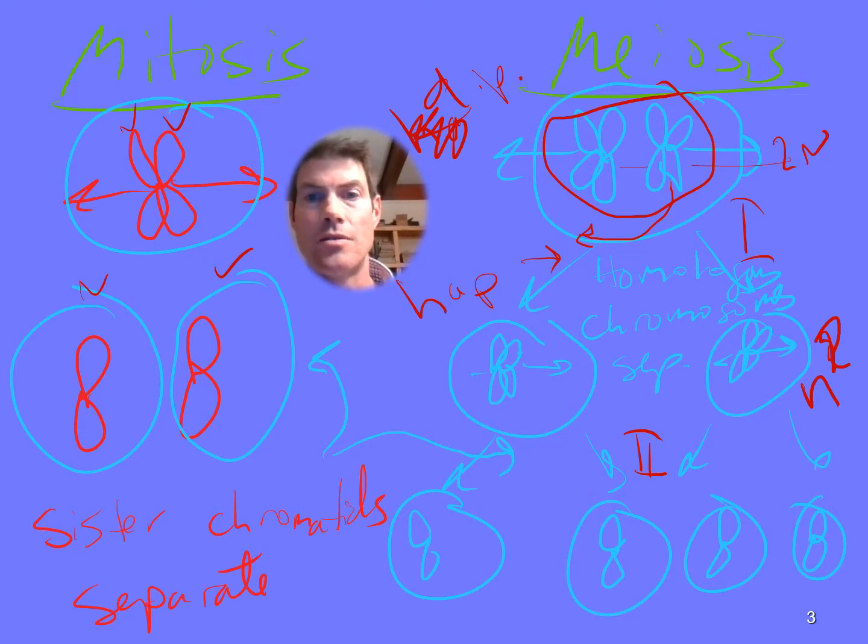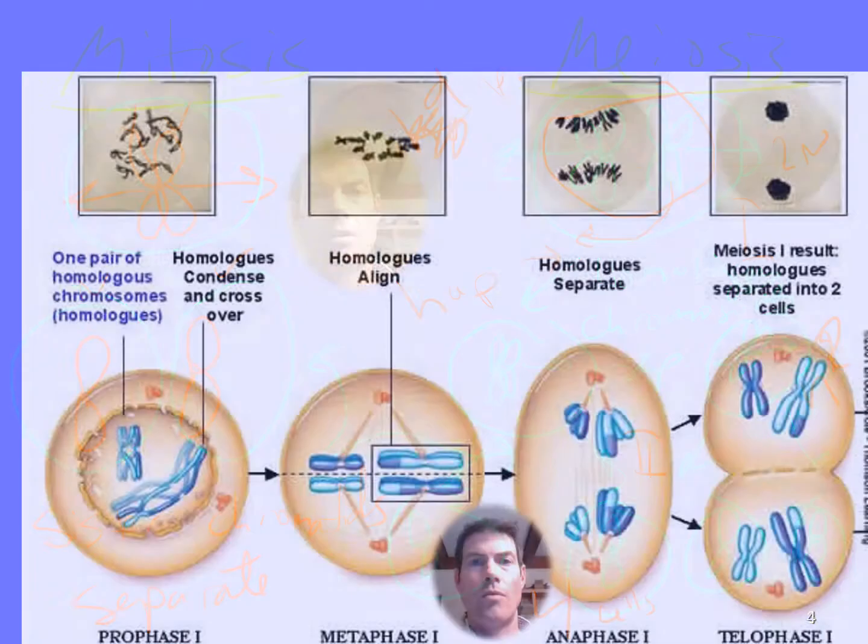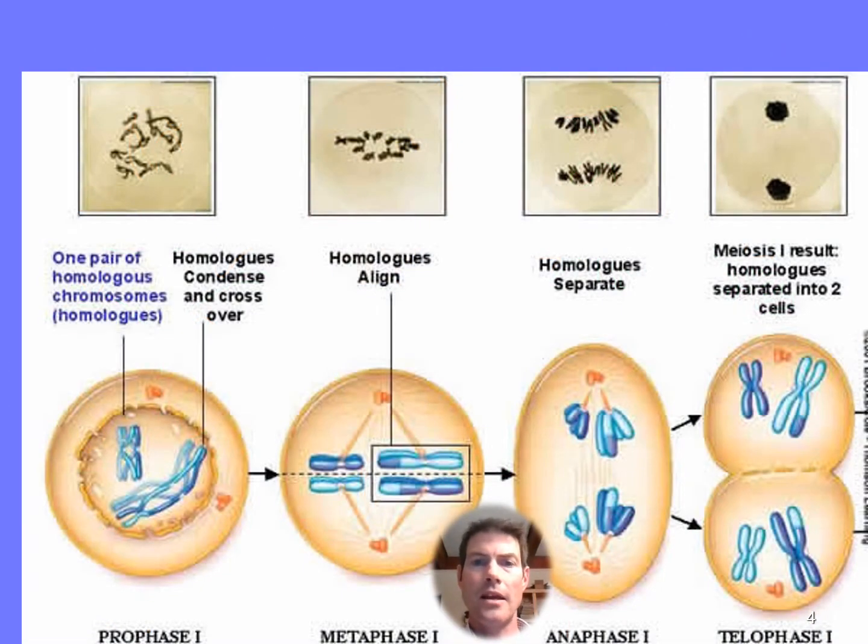So these two sister chromatids are separated. Down here, you notice you have 4 cells at the end. Here, you just have 2. So that's a nice difference you're going to want to note. And here we have a more developed diagram. One thing we want to definitely stress is this crossing over that happens in prophase 1.